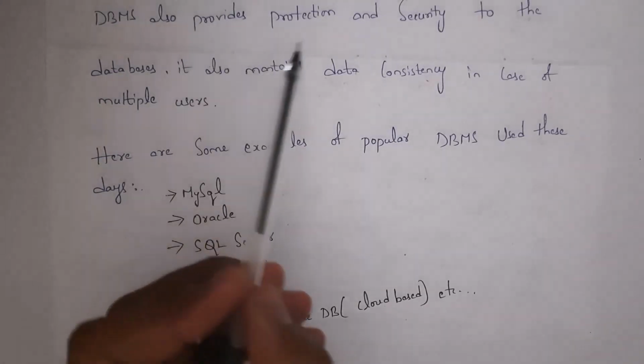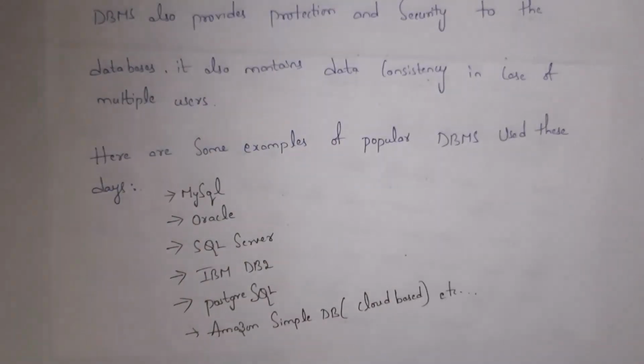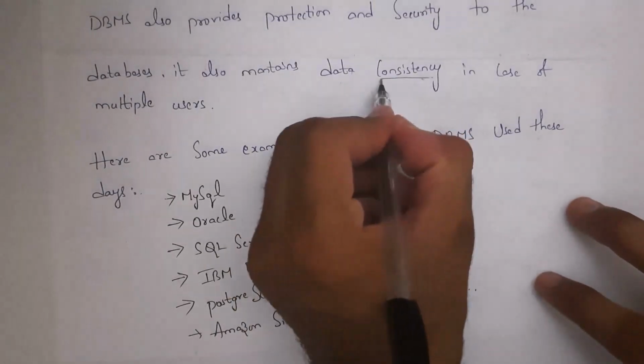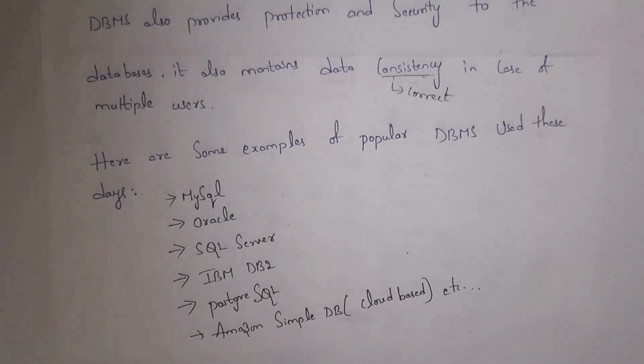It also maintains data consistency in case of multiple users. The meaning of consistency is correct. Guys, not only a single user, there are multiple users who use a single database at a time. Even though multiple users use a single database at a time, data will be in a consistent format. That is nothing but data will be correct.